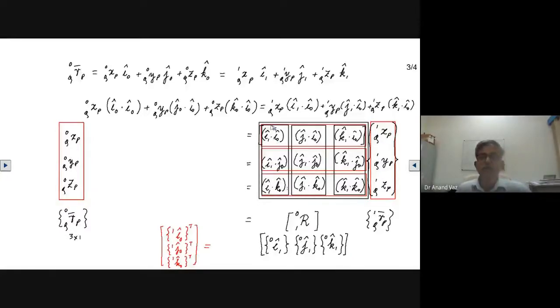These columns are also mutually perpendicular to each other. You see, I1 is perpendicular to J1, J1 is perpendicular to K1, K1 is perpendicular to I1. So these columns are mutually perpendicular or orthogonal to each other. So this is also an orthogonal matrix. You can see that there are two restrictions on this.